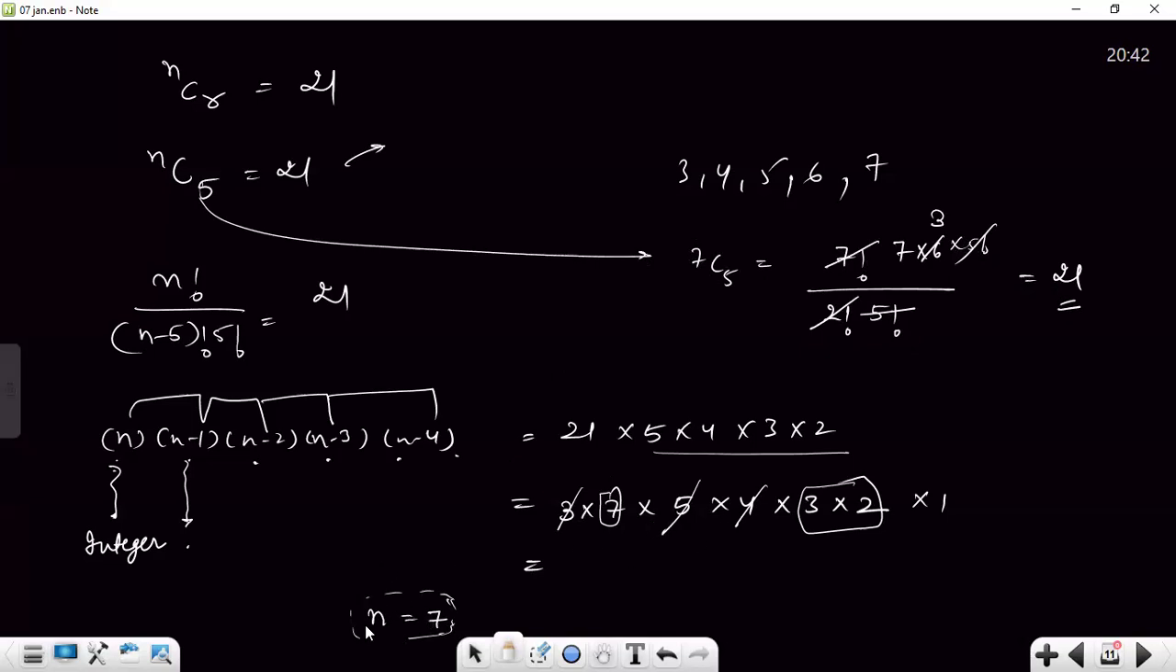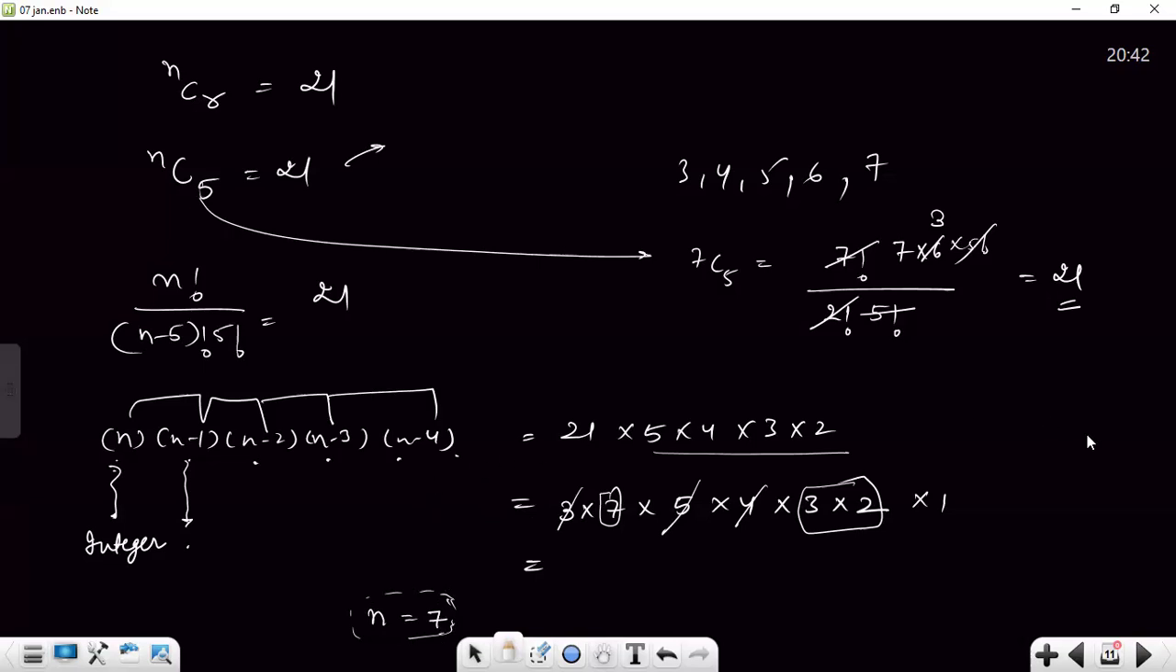I have just explained how I assumed that n can be 7, using this analogy and basic observation. Is that clear, everyone, that n can be 7? Yes or no? Yes, sir.